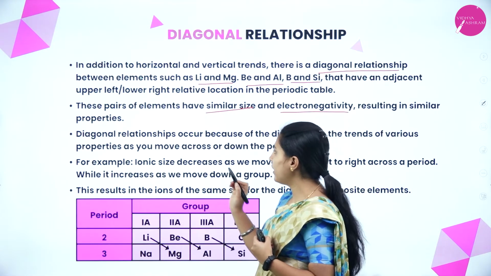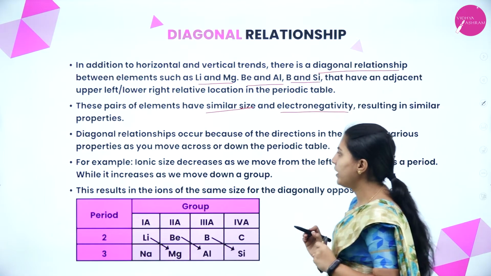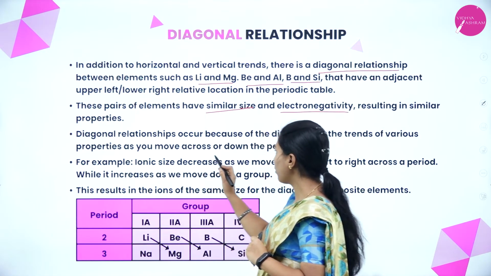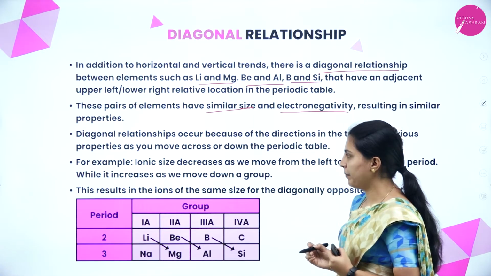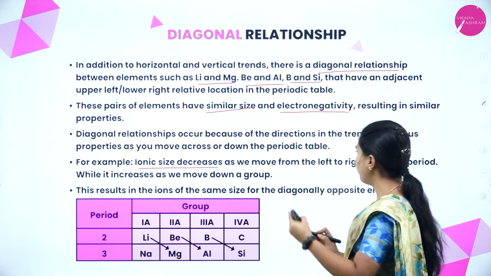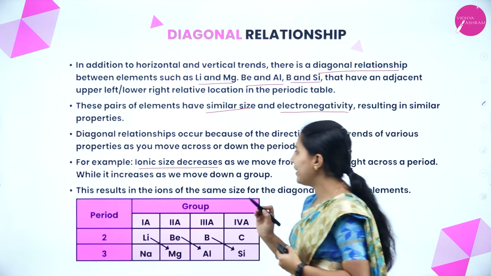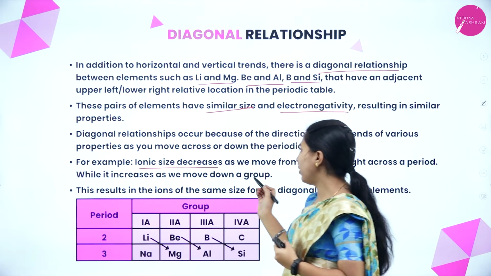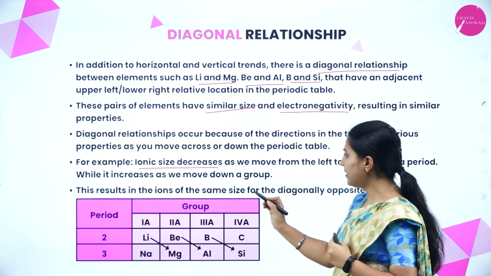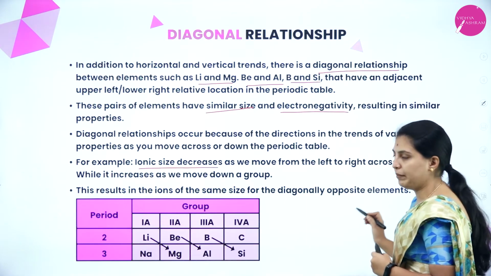Diagonal relationships occur because of the directions in the trends of various properties as you move across or down the periodic table. For example, ionic size decreases as we move from left to right across a period, while it increases as we move down a group. This results in ions of the same size for diagonally opposite elements.